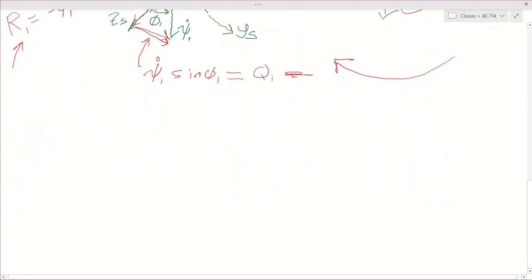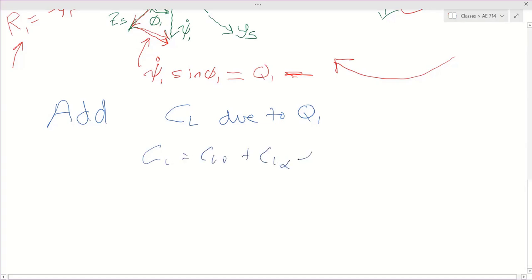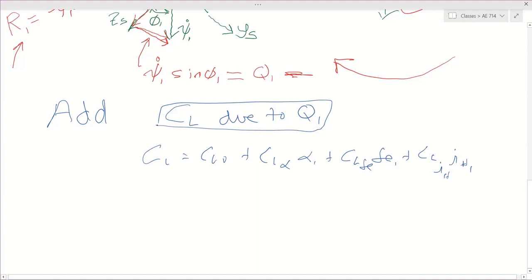So we're going to put in the steady state forces and moments. The one thing that we need to add is, in those steady state forces and moments, we don't have, for example, a lift due to pitch rate. Our CL model is CL0 plus CL alpha plus CL delta E plus CL IH. So we need to add this in because now we have a pitch rate. And we'll look at this in more detail when we jump back to chapter 3.